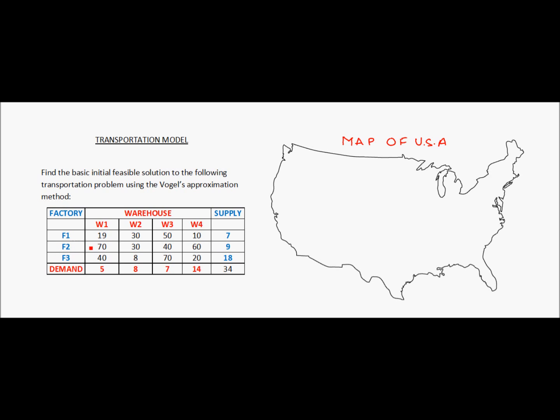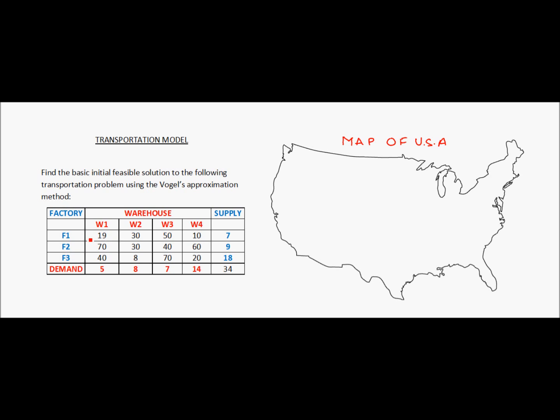Now these factories have to transport the material that they produce to 4 warehouses, W1, W2, W3 and W4. And each of the warehouses has a demand of 5, 8, 7 and 14 respectively. Each of the factories can ship the material to any of the warehouses, so there is no constraint around shipping the material from any factory to any of the warehouses.